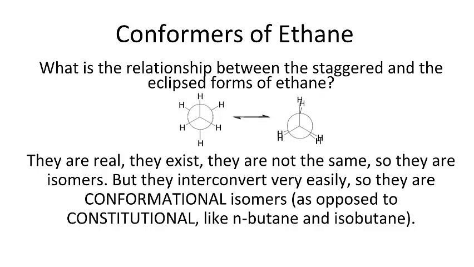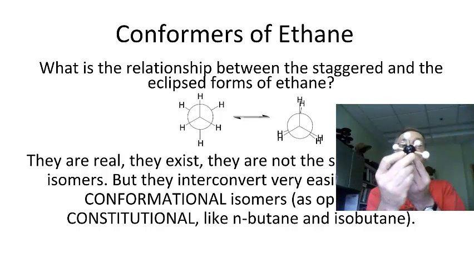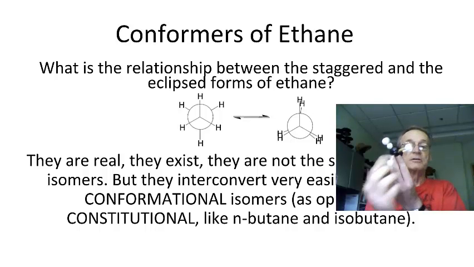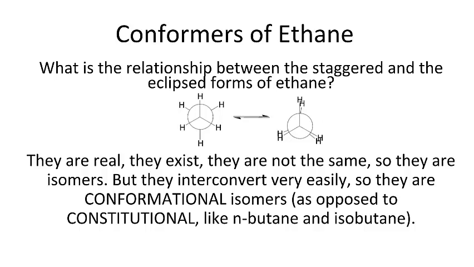Are they real? Do they actually exist? Well, they are. In a real sample of ethane, there would be some of the molecules that would be in this conformation, some of the molecules that would be in this conformation, but they interconvert very easily. So these are conformational isomers as opposed to constitutional isomers, which would be like N-butane and isobutane.